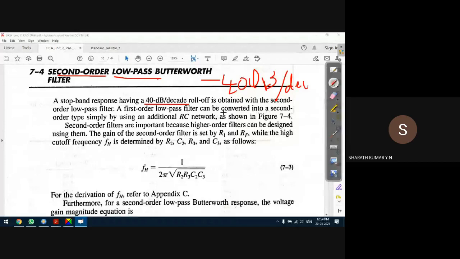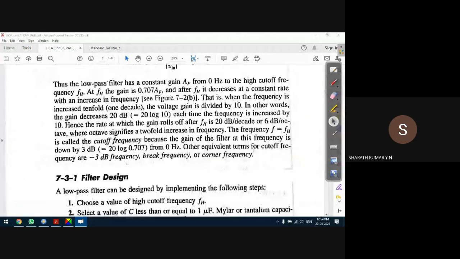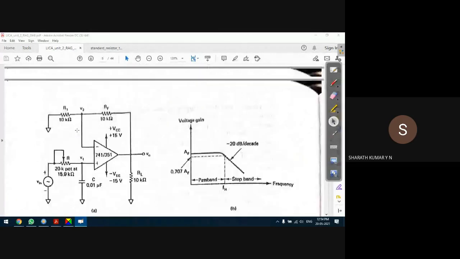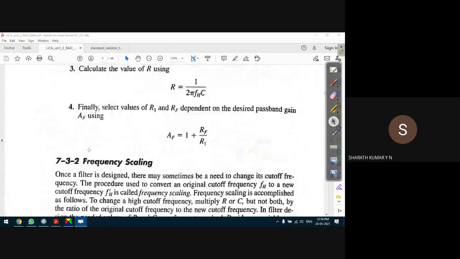So a first order filter can be converted. We can obtain a second order filter from a first order filter by modifying it, simply by adding an additional RC network. We can design separate first order filters like what we discussed in the earlier example, and by using different values of R and C, we can design a second order filter. But the other possibility is that by using a slightly modified version of this circuit, we can implement what is known as a second order filter. Both methods are possible.